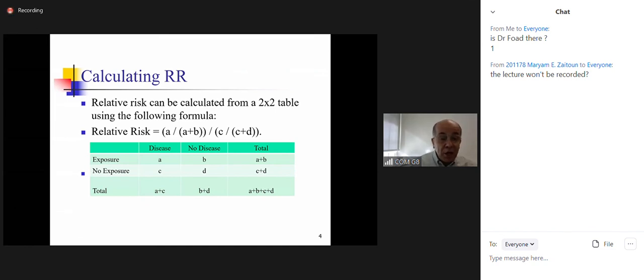Now, question, how do you calculate this? The idea is very simple. All we're doing is taking the ratio of the probability of disease, or risk of disease, in one group versus the other group, the exposed group or the unexposed group. That's it. So it's a very simple concept. But how do you calculate it?